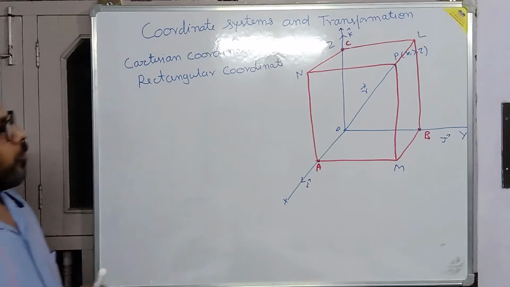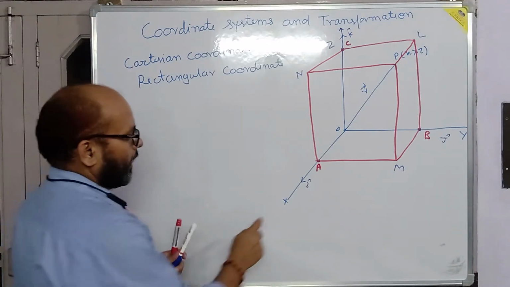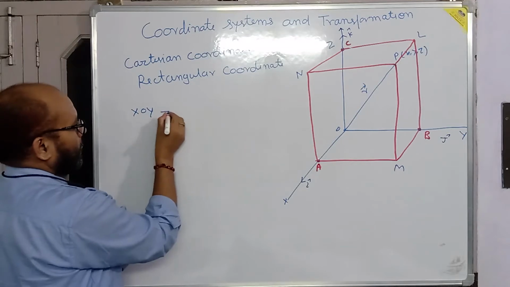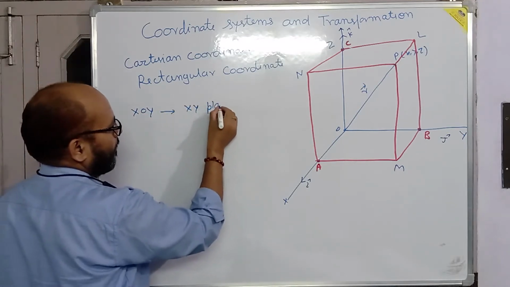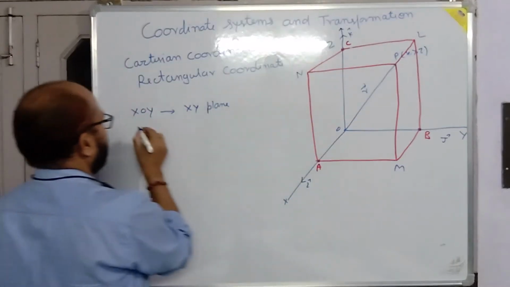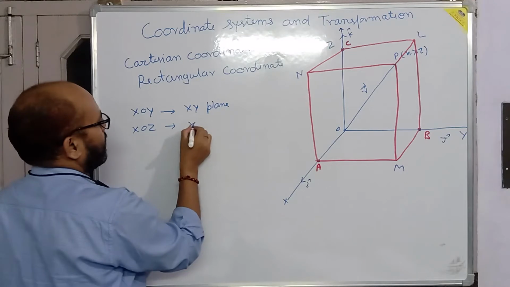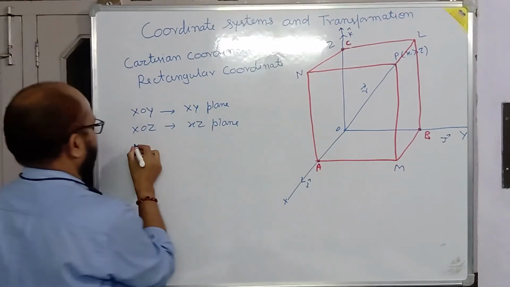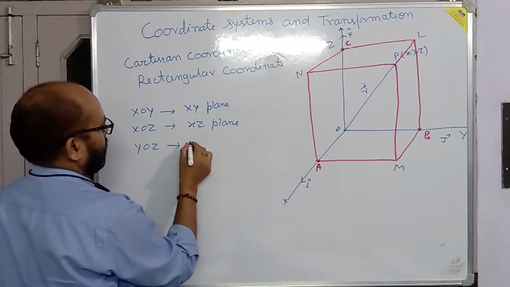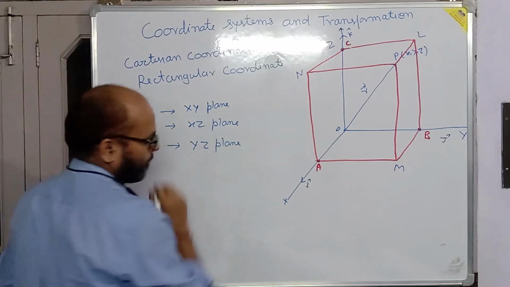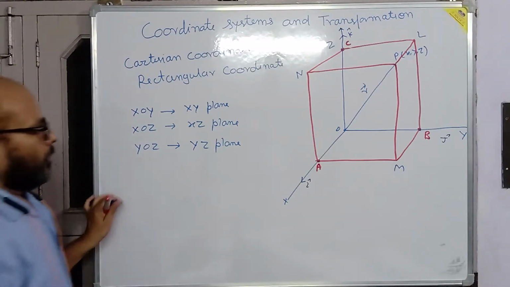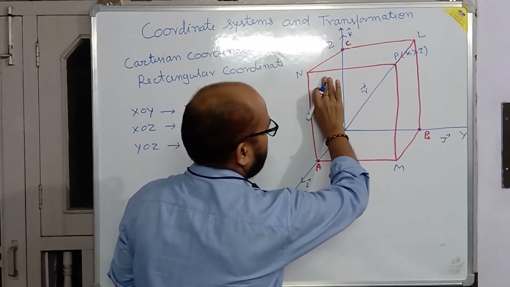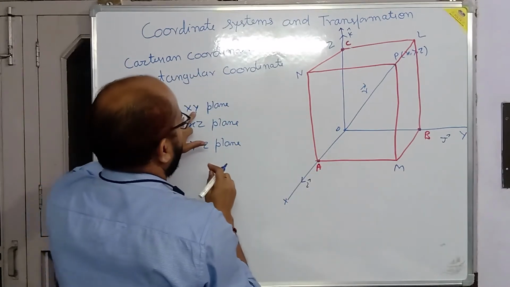So these planes are known as coordinate planes, right? So here x, o, y, इसको हम कहेंगे XY plane, XOZ, XZ plane, okay, and YOZ, YZ plane, right? तो keep in the mind कि suppose this plane and this plane, a P XY plane.